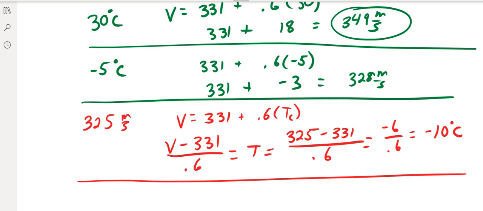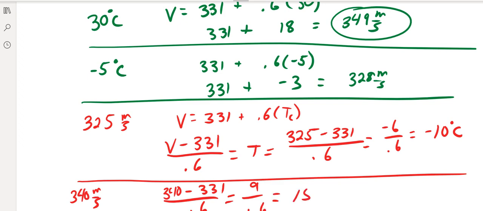Let's say that we often see a lot of 340. A lot of the problems we had done prior were using 340. What does that assume the temperature to be? Well, that would be 340 minus 331 divided by 0.6. That would give you 9 over 0.6, or 15 degrees Celsius, okay? Which is around 59 degrees Fahrenheit, by the way. So that's why 340 is often used.